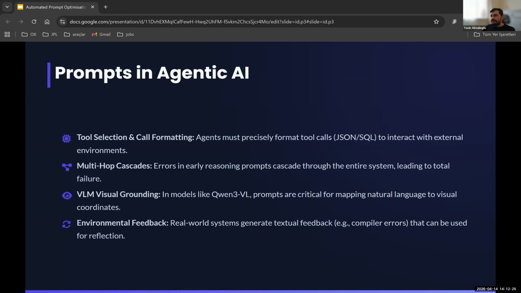Another thing is these agentic AI systems have different components which are connected to each other, and each component needs to understand the output or the requirements of the next step. So this is a long chain in general.